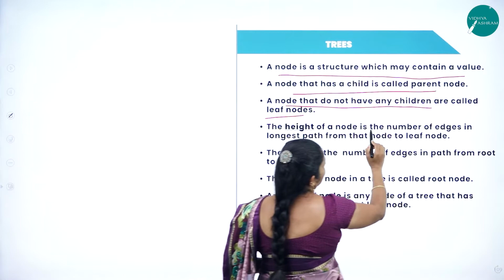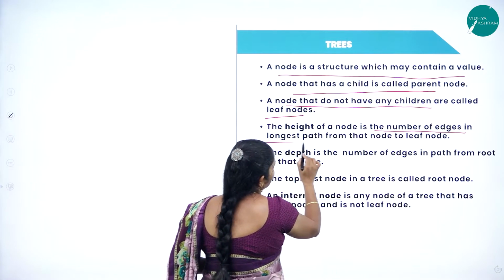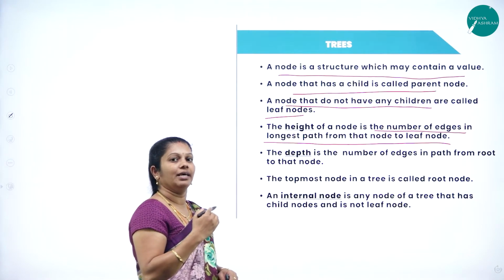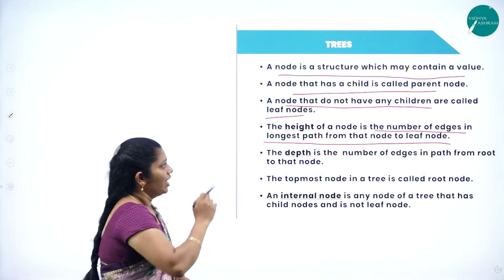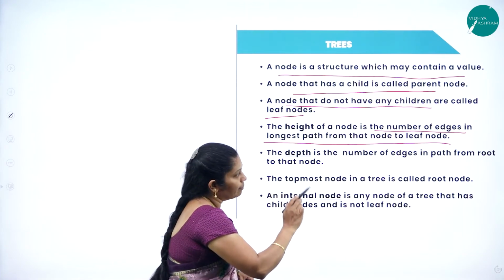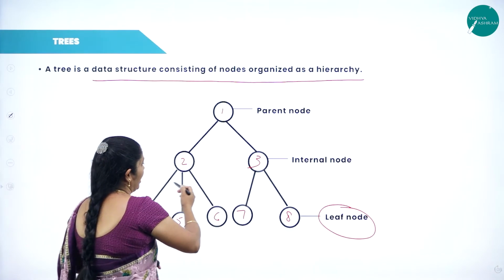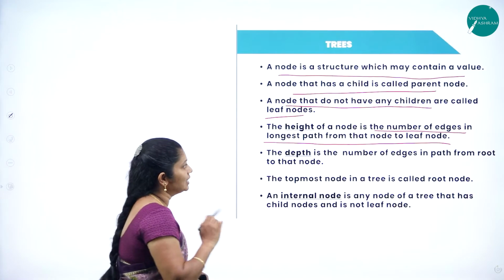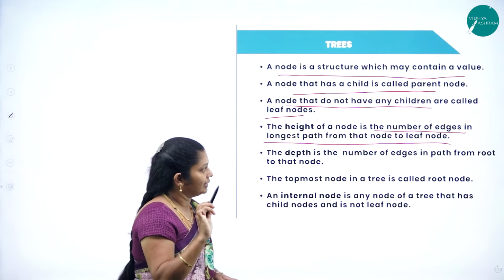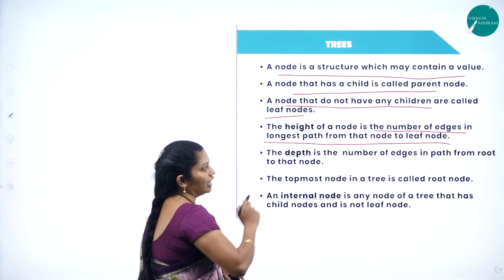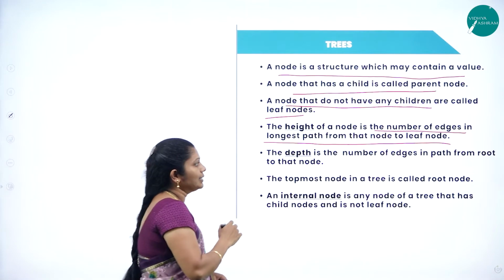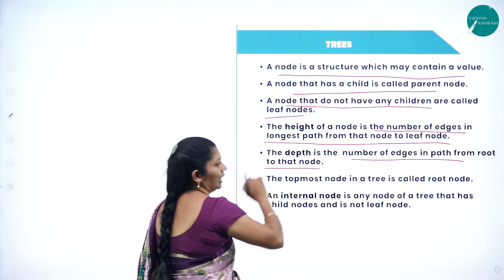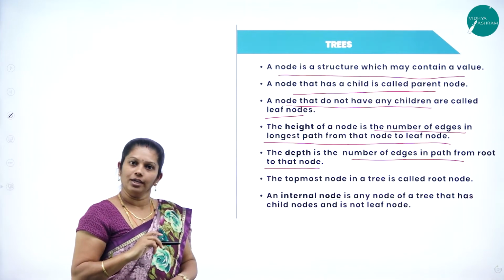The height of a node is the number of edges in the longest path from that node to a leaf node. In this, we can identify the height as well as the depth. The connections between the nodes are called edges. You have to count the number of edges in the longest path from that node to a leaf node. Whereas the depth of a node is the number of edges in the path from the root to that node.